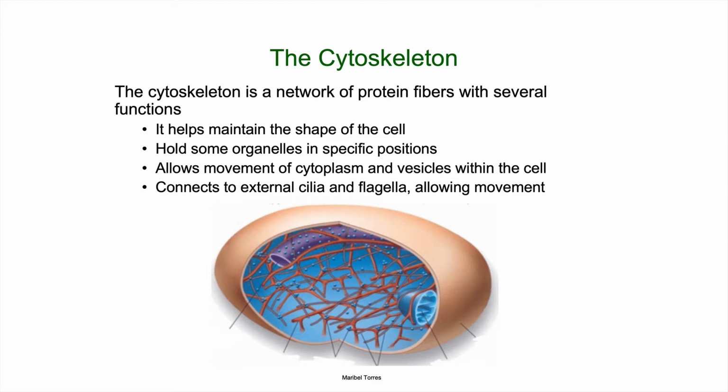And what it is, these microtubules and intermediate filaments and microfilaments are crisscrossing throughout the cell, helping to push opposite sides of the cell apart. This also holds some of the organelles in a specific position, and it allows the movement of cytoplasm and structures, vesicles, or small organelles around within the cell. And if there are cilia and flagella on the outside of the cell for movement, it allows the cytoskeleton to anchor to those through the cell membrane for more support.